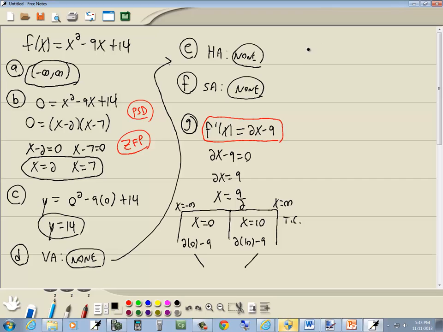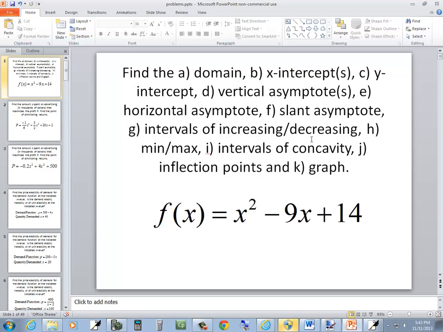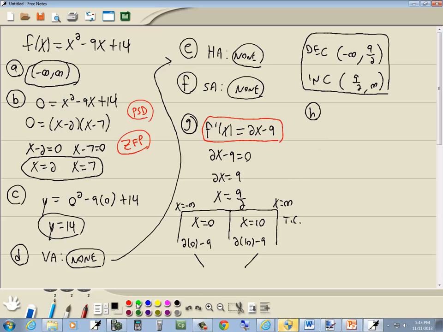So this is decreasing from negative infinity to 9/2, and then it's increasing from 9/2 to positive infinity. Okay, H, minimum, maximum, extrema. Well, that's where it changes. This is going decreasing, changes to increasing, so this is going to be a min. Now we're going to have a min at x equals 9/2.